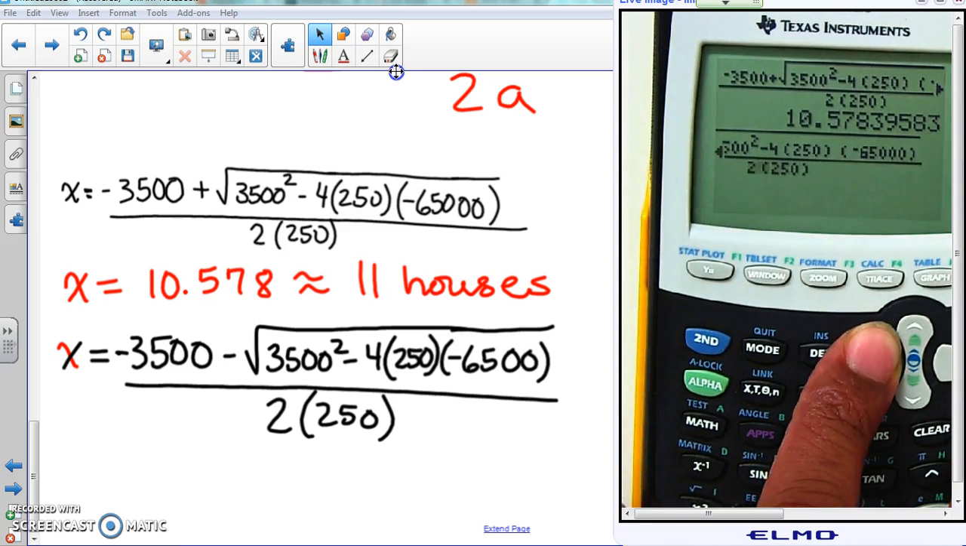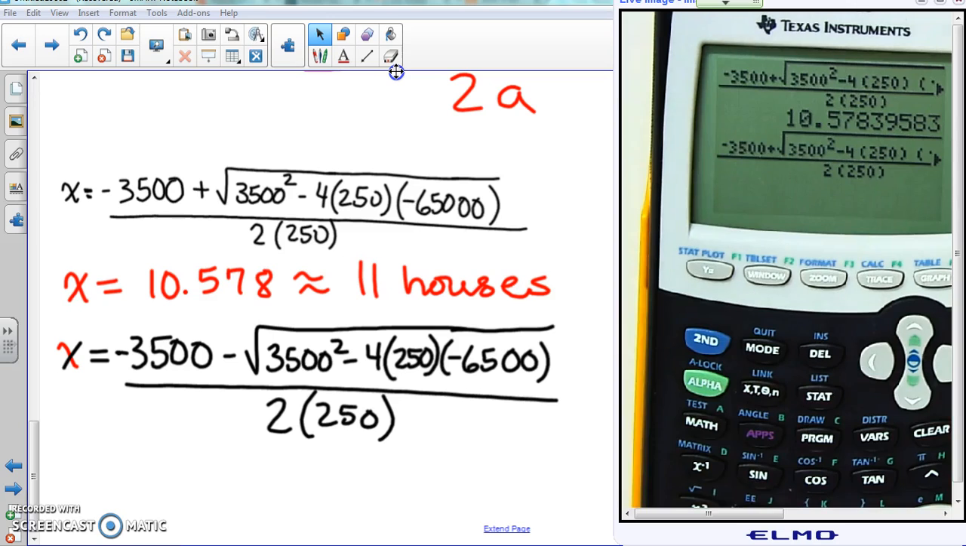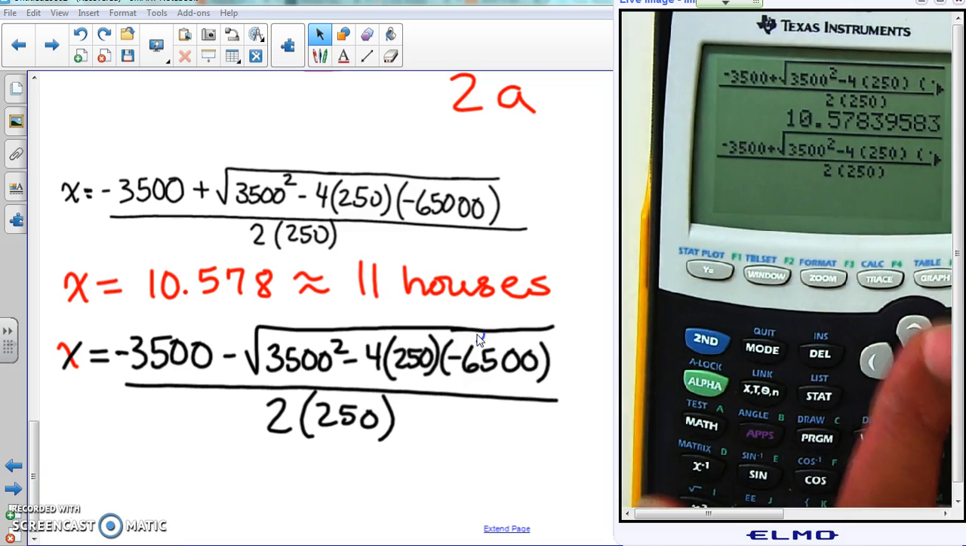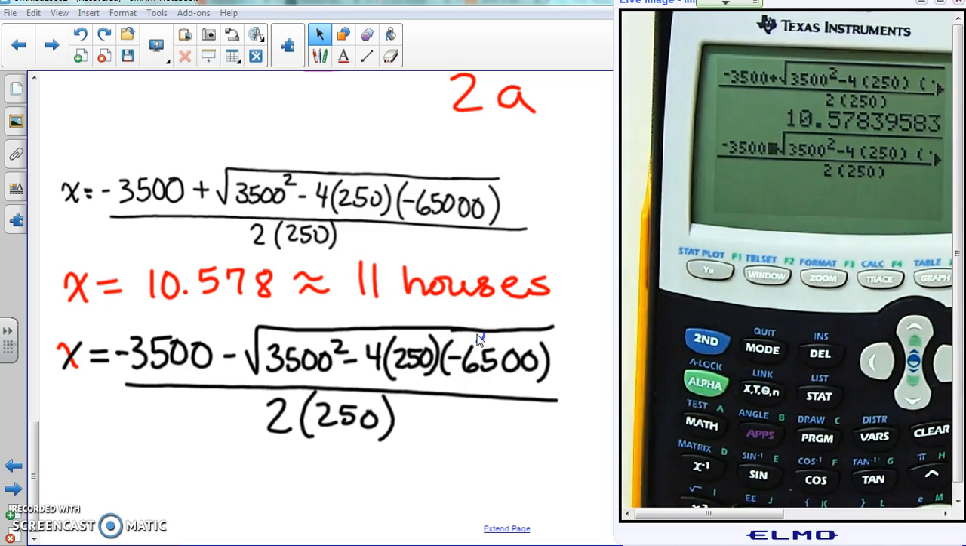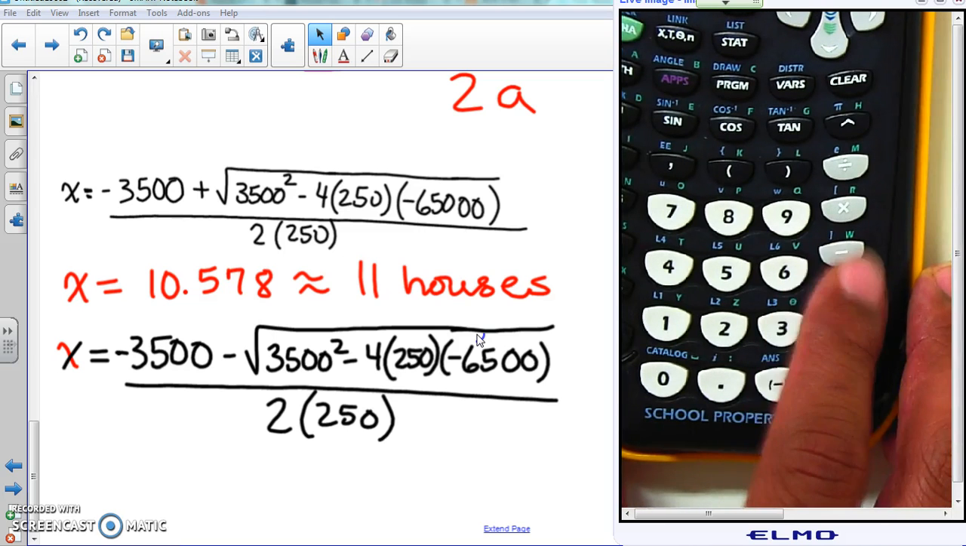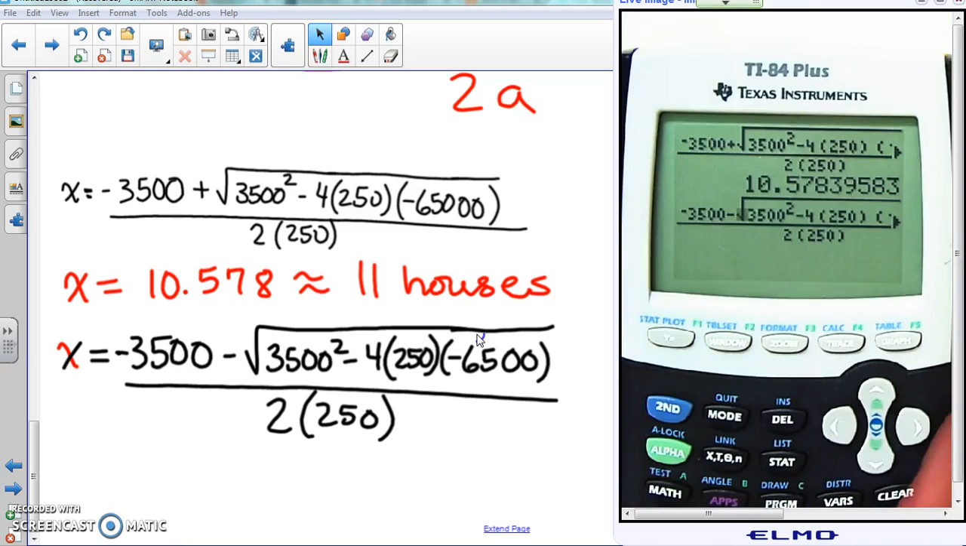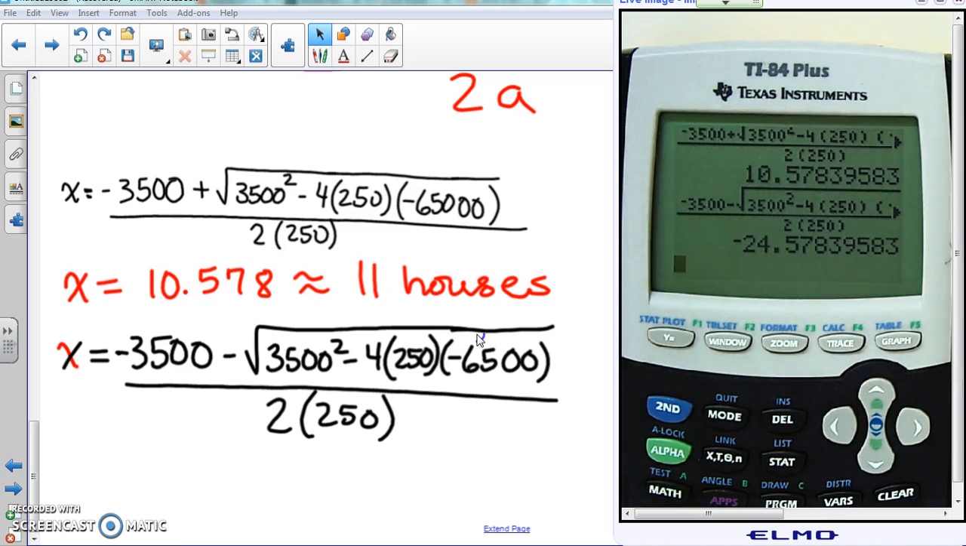And all we're going to do is come in here and go to where we need to change it. The only change between this one and this one is the addition sign there and the subtraction sign there. So in our calculator, the only thing we have to change is this addition sign right here, using the gray button for subtraction. Then we hit enter. Okay, and we get negative 24.578. So about that 578 thing happened again.